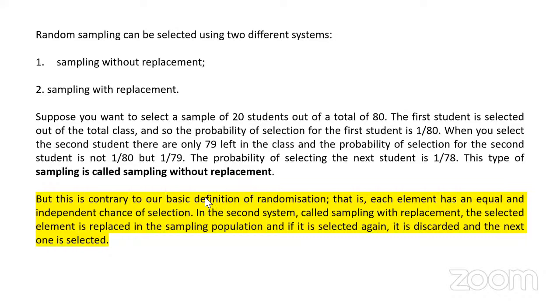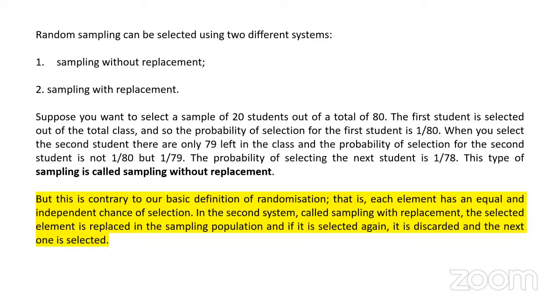Yes, ma'am. So technically it is following the literature, but technically it is violating the concept of randomization. It is contrary to that. But then we need to go for the second one, that is with replacement. What will happen in with replacement?